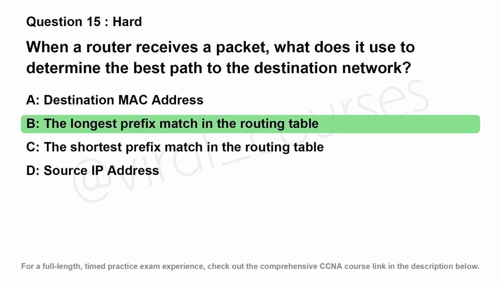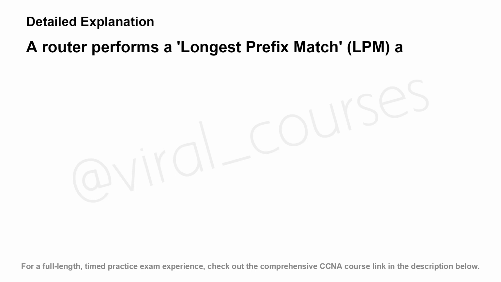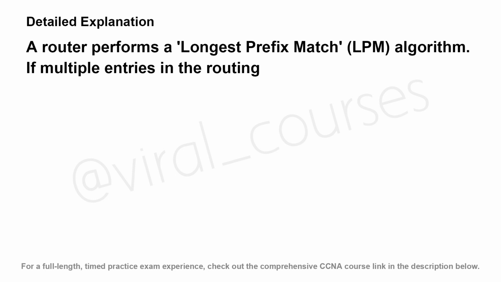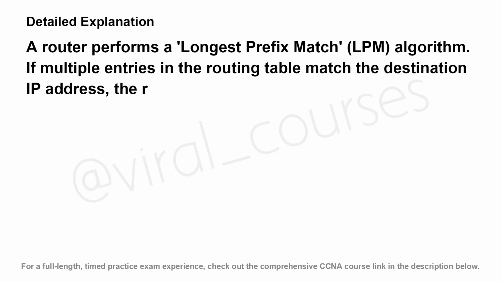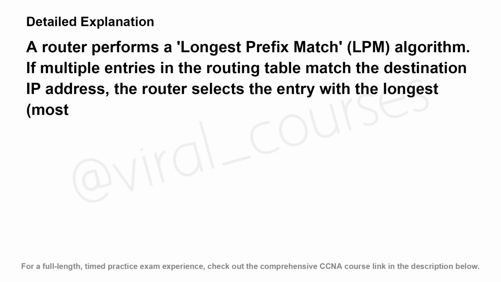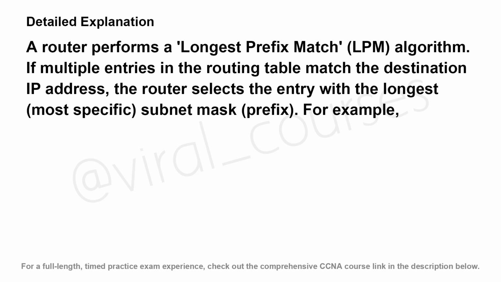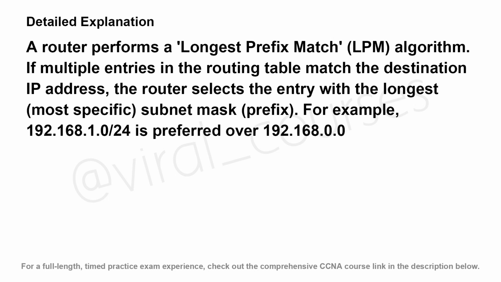The correct answer is B. A router performs a longest prefix match (LPM) algorithm. If multiple entries in the routing table match the destination IP address, the router selects the entry with the longest, most specific subnet mask prefix. For example, 192.168.1.0/24 is preferred over 192.168.0.0/16 if both match.